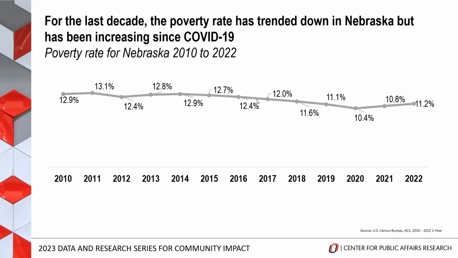Other ways you might group by year. If I'm showing something over time by year, I tend to use a line chart. I think it's one of the better ways to show trends. And that's what you're doing in a year: you're showing year-to-year analysis. So here, for the last decade, the poverty rate has trended down in Nebraska, but has been increasing since COVID-19. I don't say it was 12.9 and it is 11.2. I help you to think about how it was coming down and then it went up.